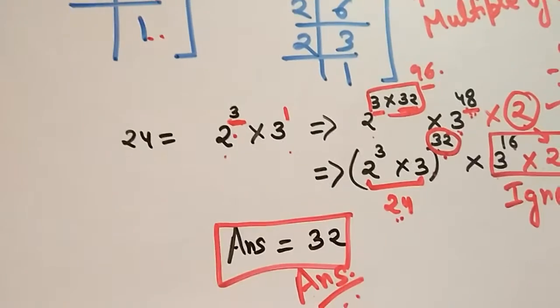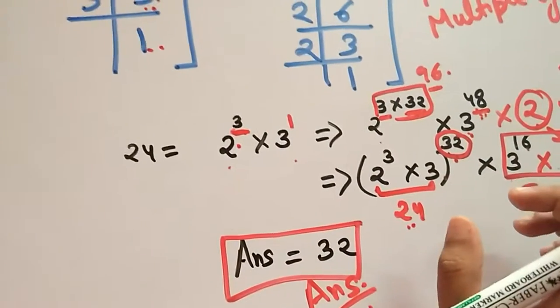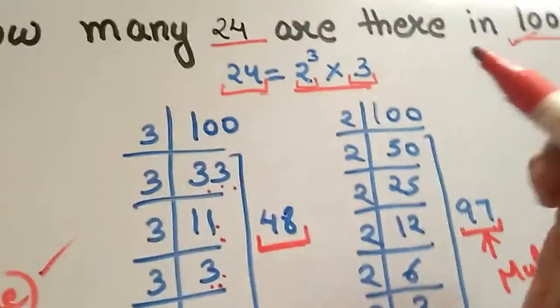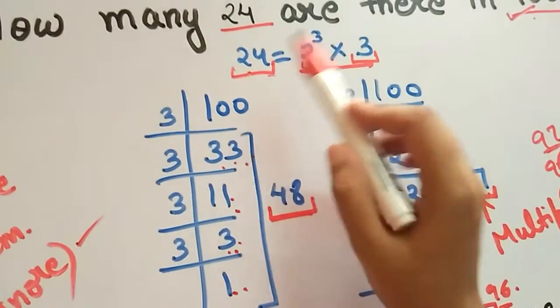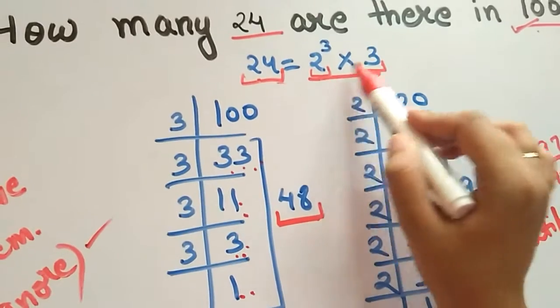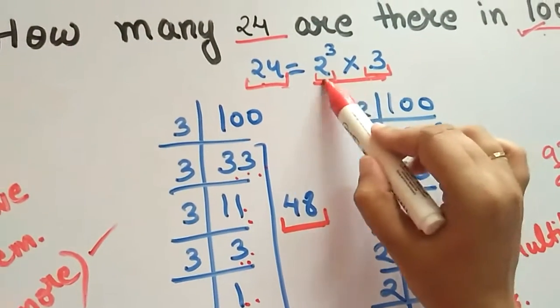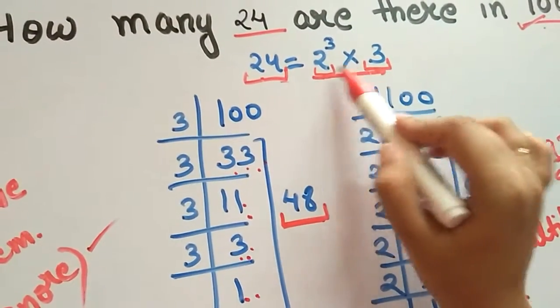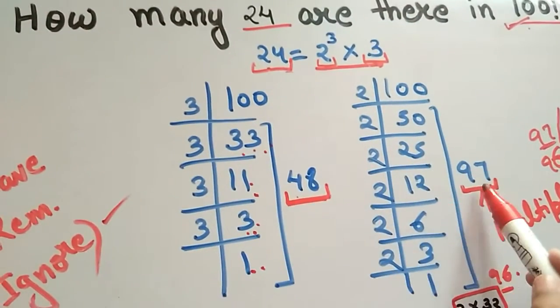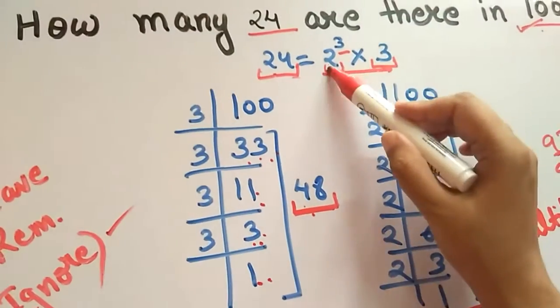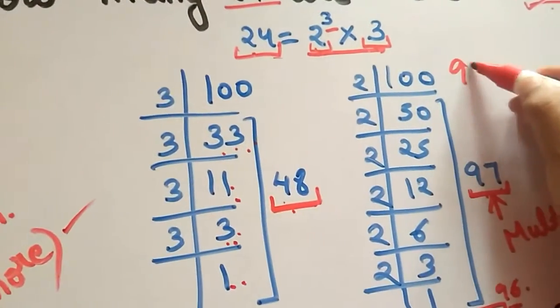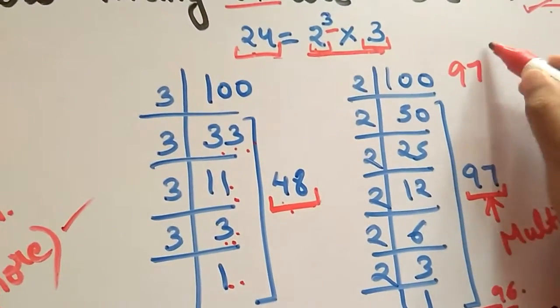There is a very simple way to do such questions. When you are asked to find the power of something which is the composite of two prime numbers, just calculate the powers of both. Now we have 97 and 48. The power of 2 in 24 is 3. So just make 97 a multiple of 3, divide by 3.